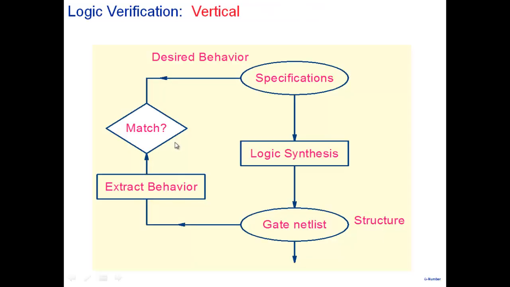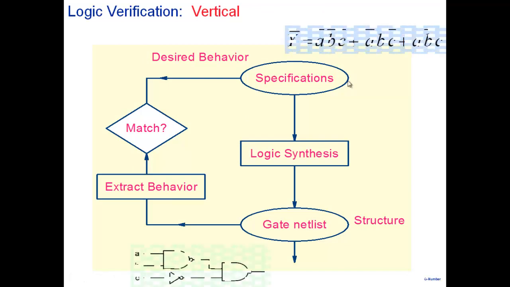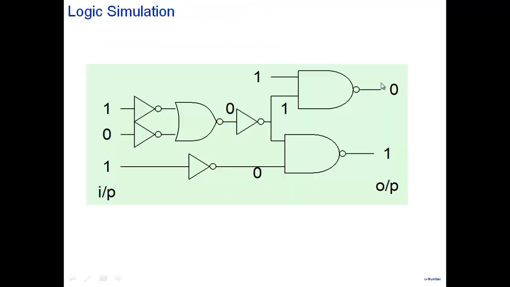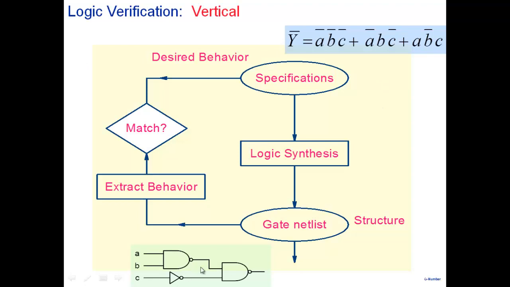But more important is a verification which is vertical. Vertical in the sense that, look at what we did. We took a Boolean expression, right? And we transformed it into a netlist. We went from here to here, a gate netlist. And this is what is called logic synthesis. Now, as you go from a Boolean expression to a gate netlist, there are possibilities of errors.